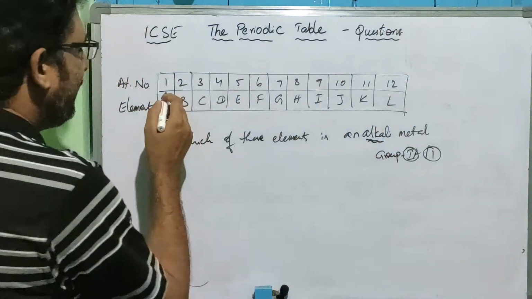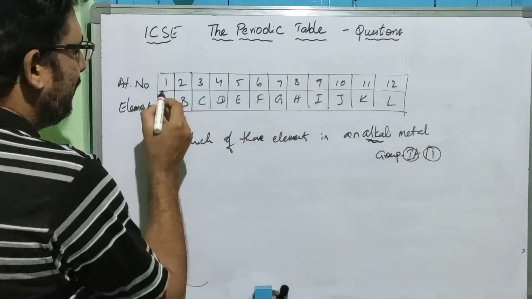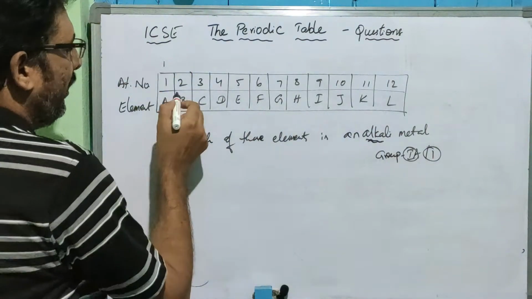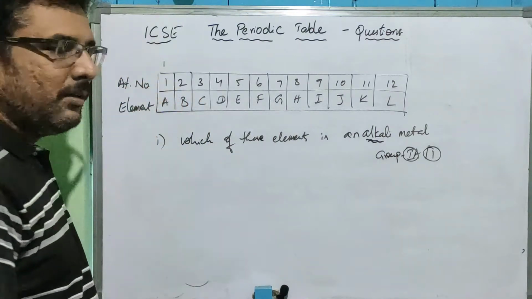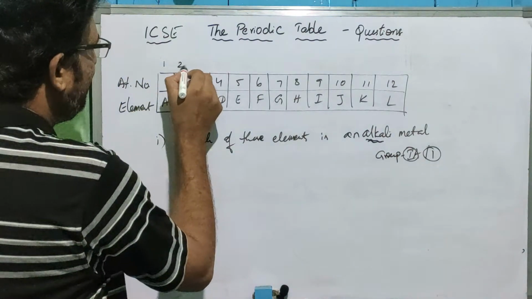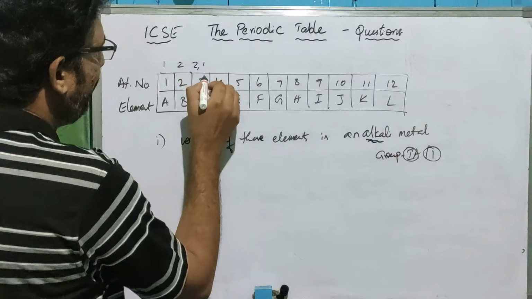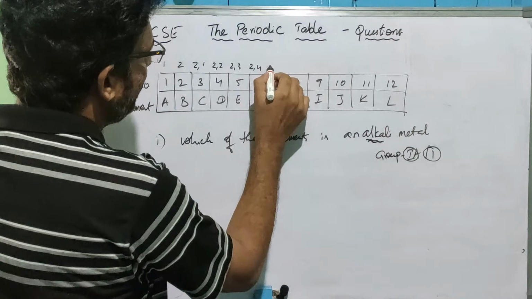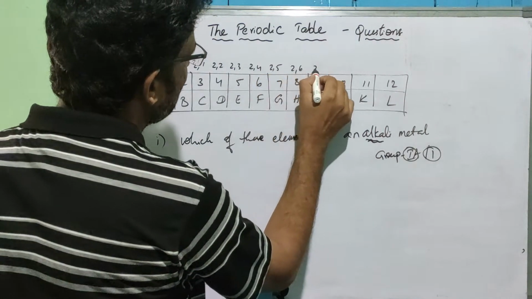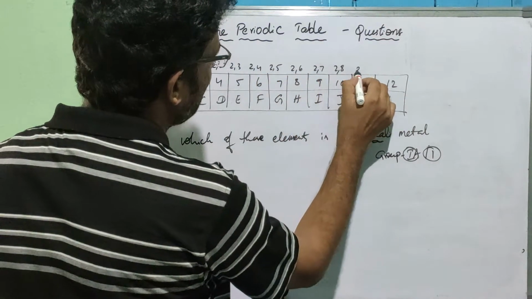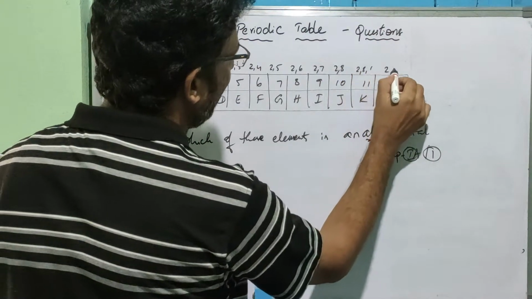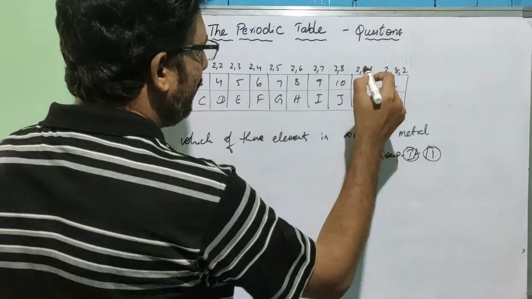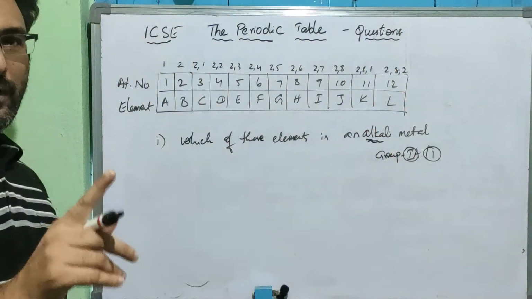So let's write the electronic configurations of all these elements. Atomic number 1 has electronic configuration 1. This is 2. This is 3, so 2, 1. This will be 2, 2. This is 2, 3. 2, 4. 2, 5. 2, 6. 2, 7. 2, 8. 2, 8, 1. And 2, 8, 2.